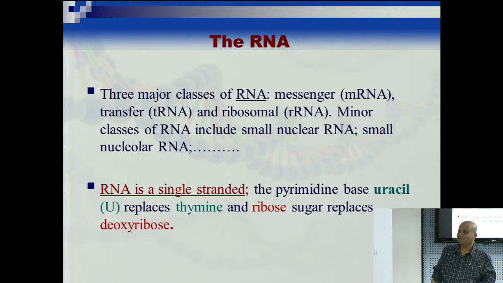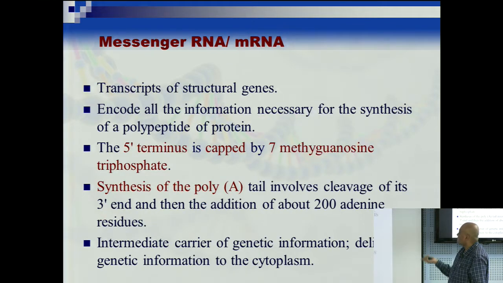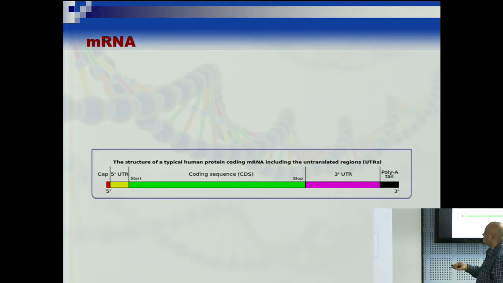Why is it liquid? Because you are doing the biopsy on the blood. We will talk about that when we talk about nanomedicine more. So, what does the messenger RNA do? It transcribes, encodes the information, then it delivers the genetic material. This is the most important thing: it is the intermediate carrier of genetic information, and it delivers it to the cytoplasm.